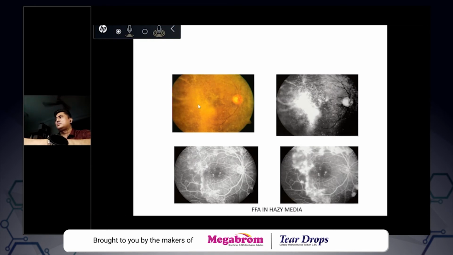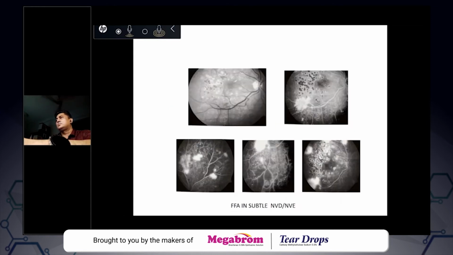So you can do fluorescein angiogram in patients where you suspect proliferative diabetic retinopathy but you are not able to have a clear fundus view. So the indication is in hazy media where you suspect PDR, you have to do angiogram.